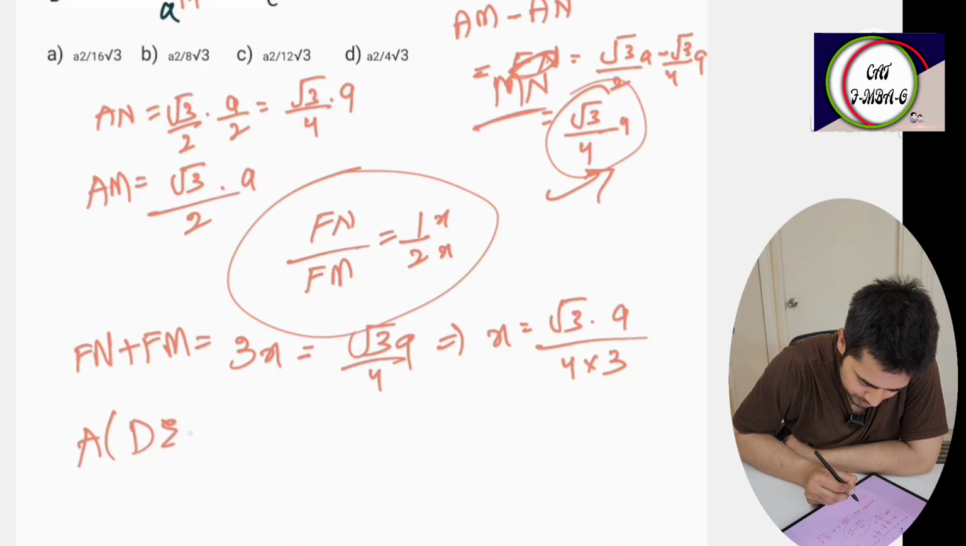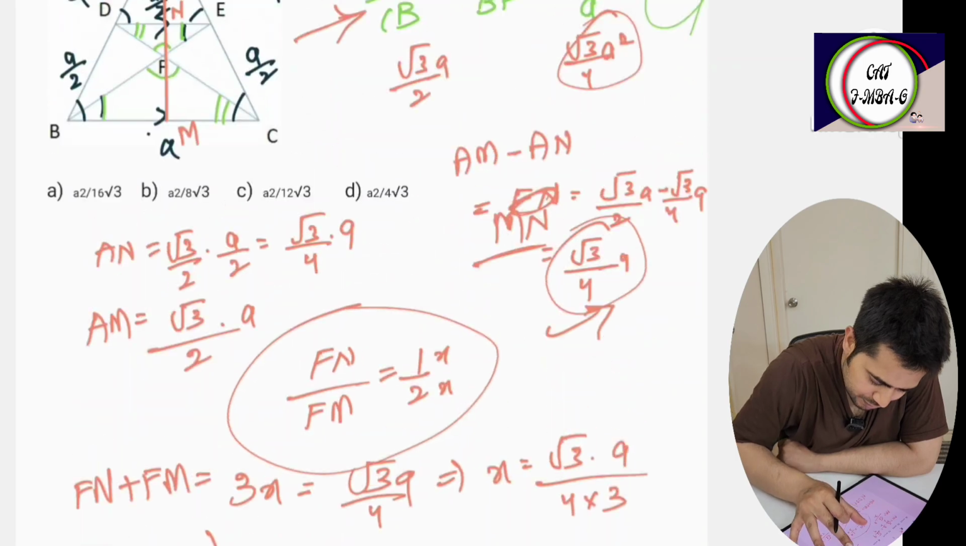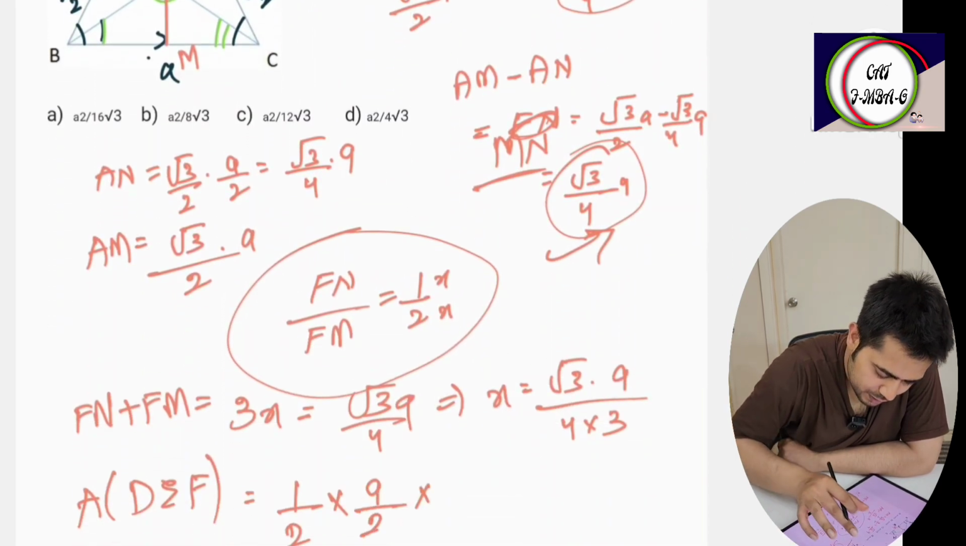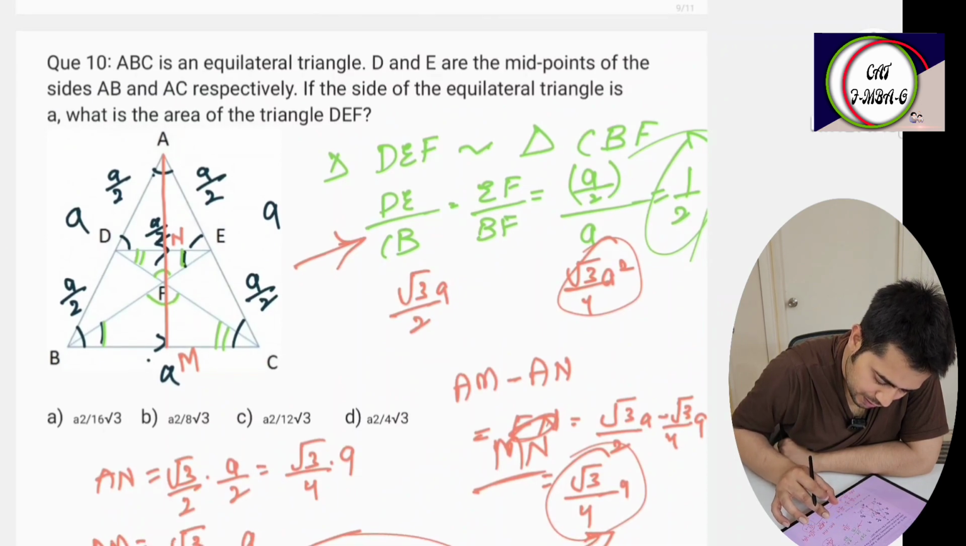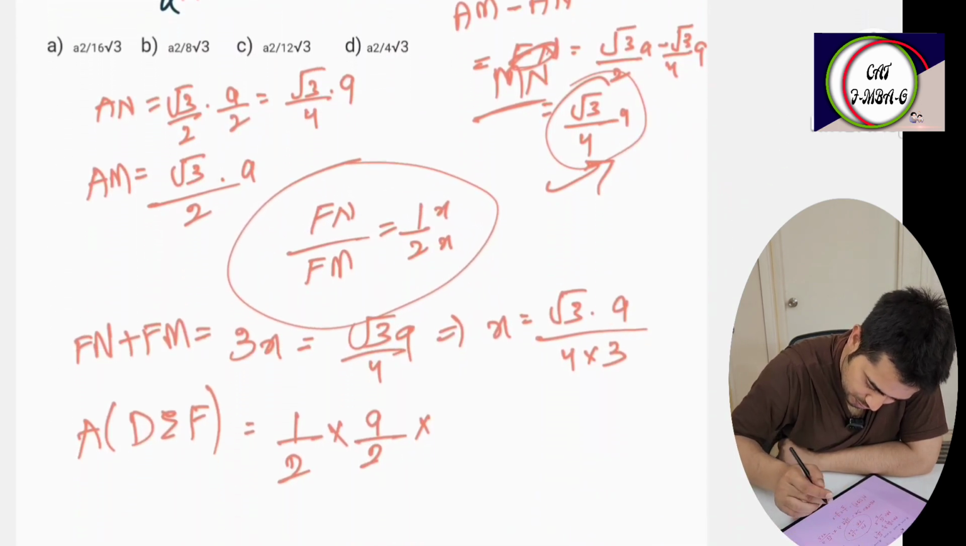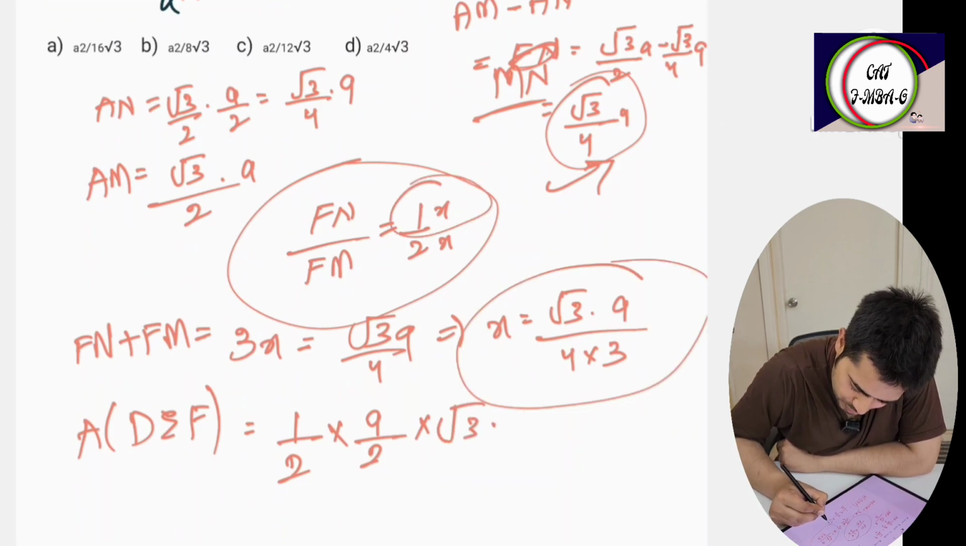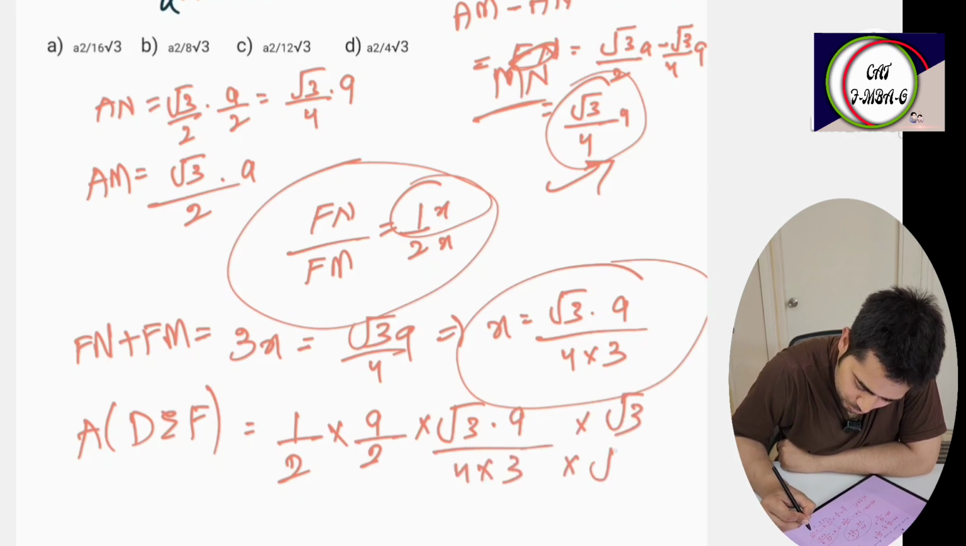Area of DEF is equal to half into base into height. What is the base? The base is DE, and DE is a by 2. And what is the height? The height is FN, so FN we find out to be 1x. Now 1x is root 3 into a by 4 into 3 into root 3 into root 3.